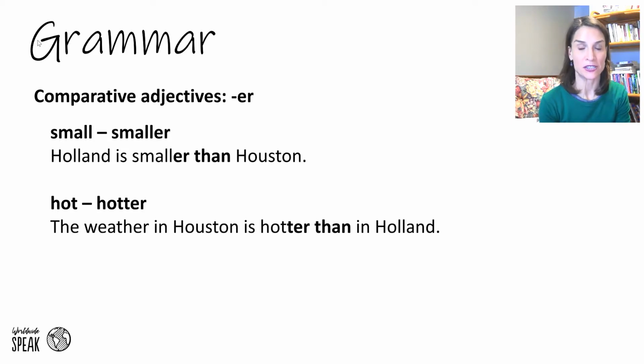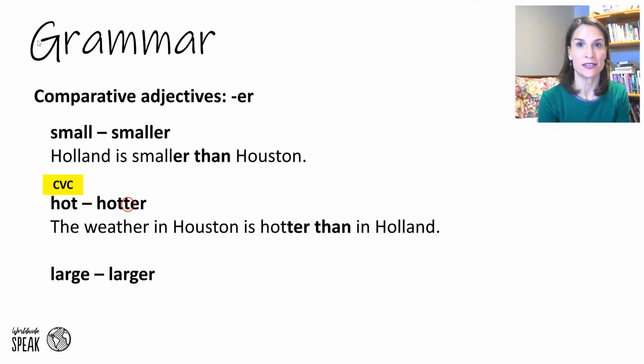Now there's a spelling change you might notice here with hot. I added an extra T. And that's because hot is a short, one-syllable adjective, and it ends with consonant, vowel, consonant, H-O-T. When we have any word like this, a one-syllable adjective ending in consonant, vowel, consonant, we are going to double the last consonant, in this case the letter T, before we add ER.